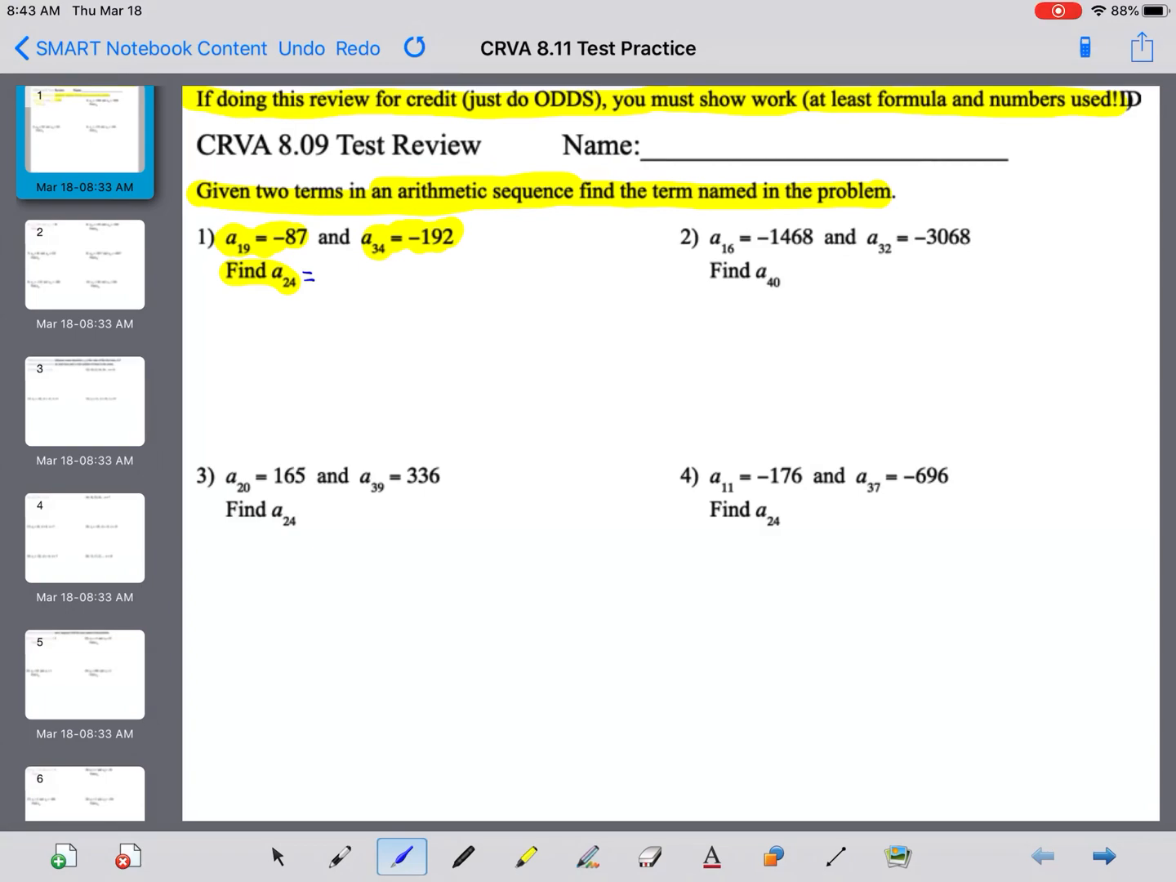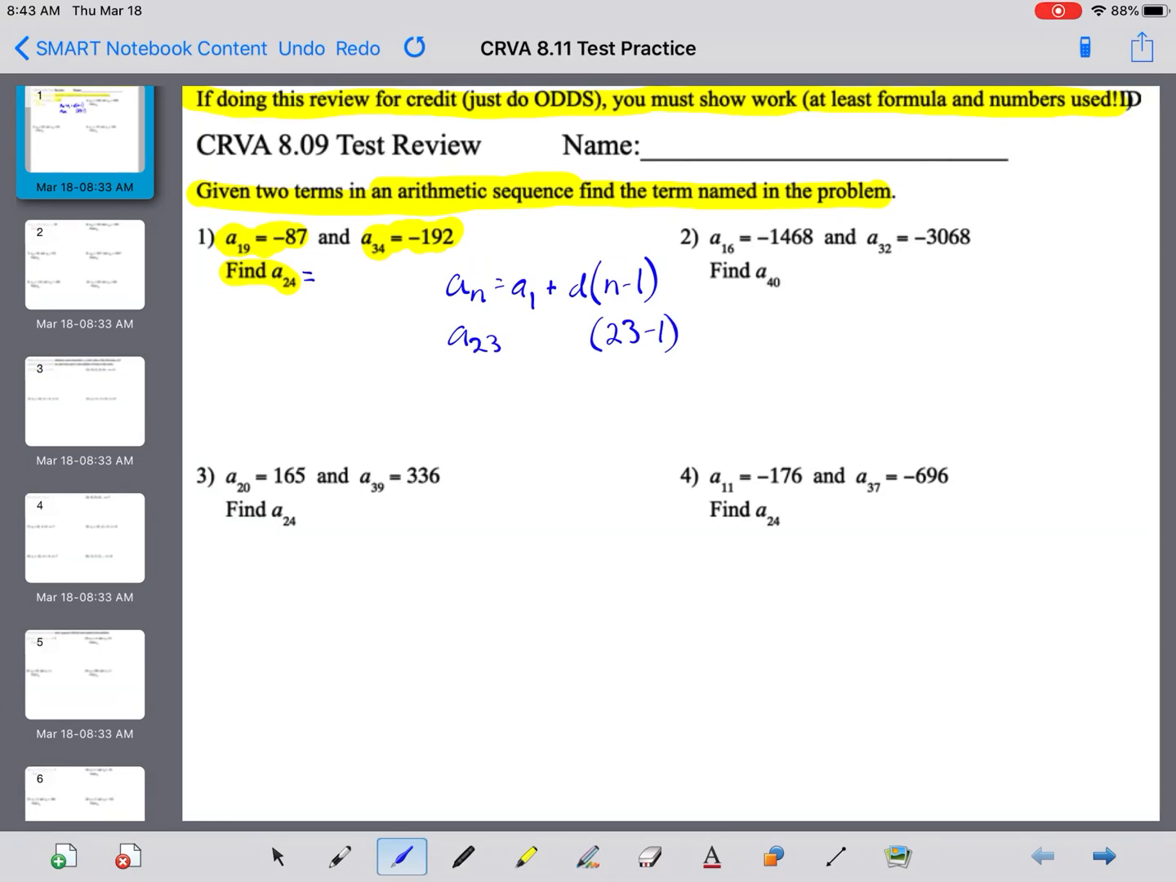So given that we need to know the amount of some term, we're going to use this formula. a sub n equals a sub 1 plus d times n minus 1. And so we need the 24th term. So 24 goes in place of n.